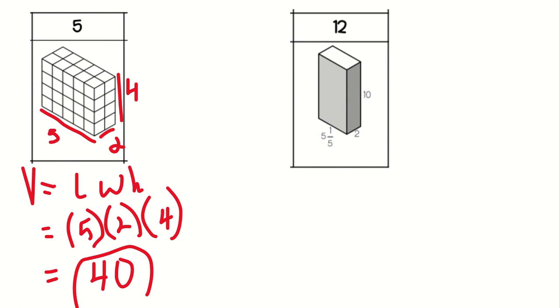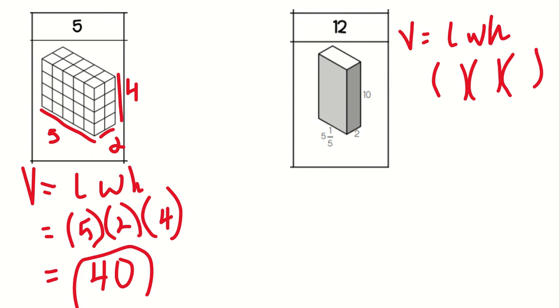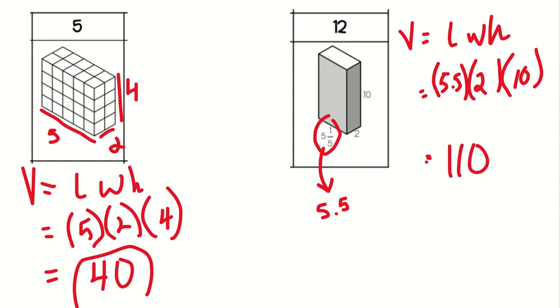And the last one that I will do on the video at least. Number 12, volume equals, again, length times width times height. And plug in. This is a good example of one that has a fraction thrown in. You can just change that to 5.5. You might see fractions on some of your shapes. 5.5 times 2 times 10. 5.5 times 2 is 11, and 11 times 10 is 110.